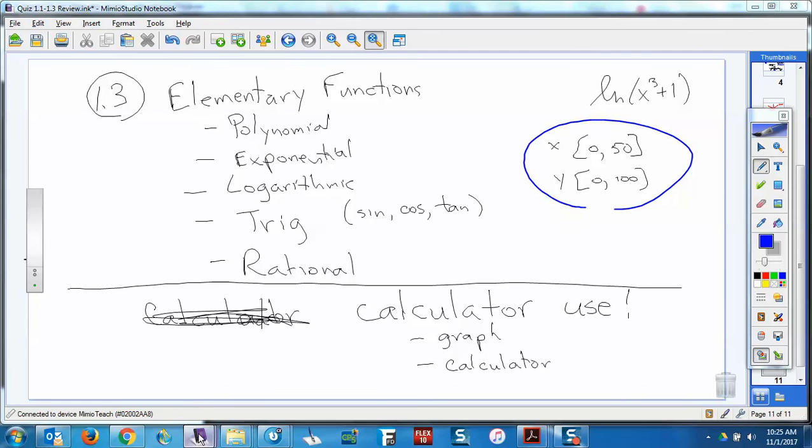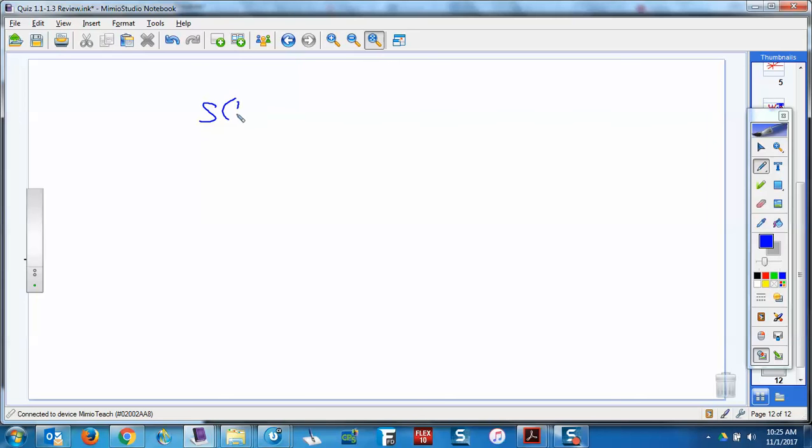Okay, so let's put in this function right here. Let's do this right here. S of t equals, let's graph this, negative 16t squared plus 96t plus 112.